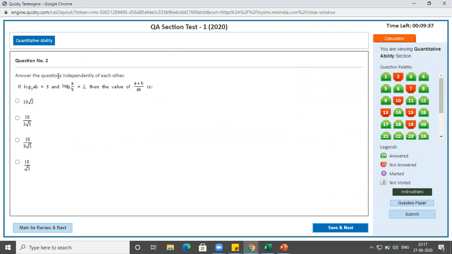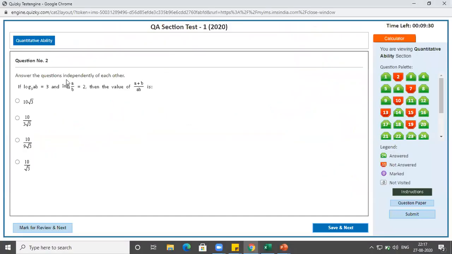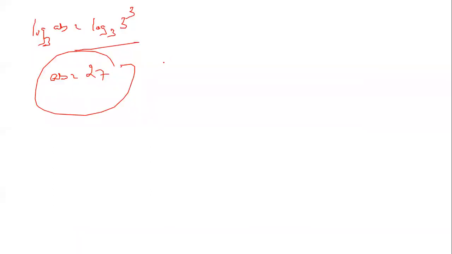Question number 2. Answer the questions independently of each other. Log questions: I personally like log questions, so let me see where I go. If log base 3 of AB is equal to 3, that means AB is equal to 27. And then log 3. Oh, okay. I think इसमें, okay. चलो ये करके देखते हैं.